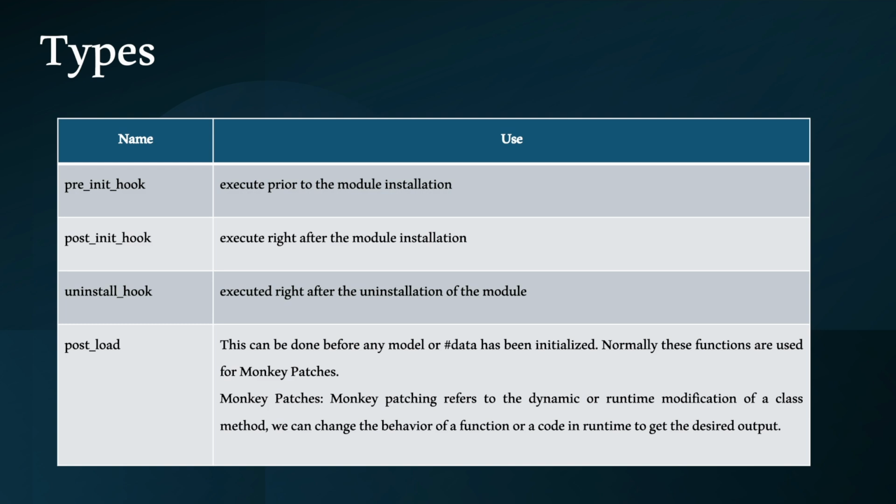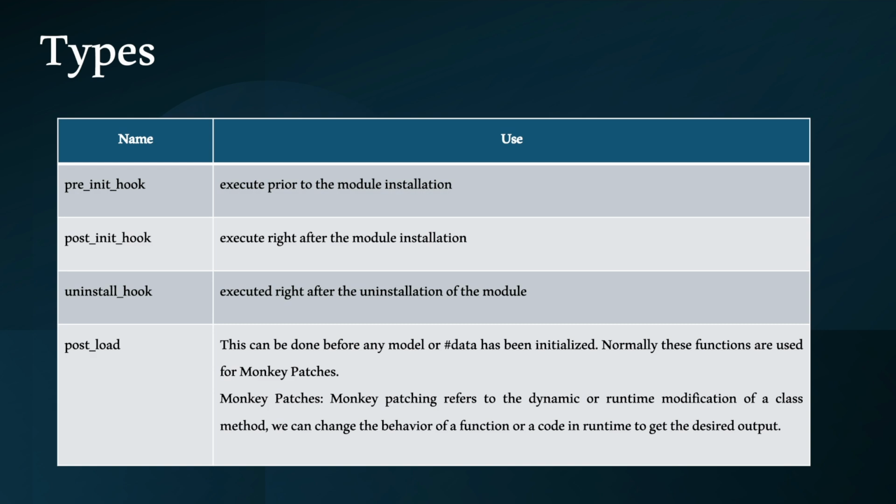So what are the uses of these and when do we need to use them? The pre-init hook is used to execute prior to the module installation, and the post-init hook will execute right after the module installation, and the uninstall hook executes right after the uninstallation of the module. So these three are very similar and very straightforward.